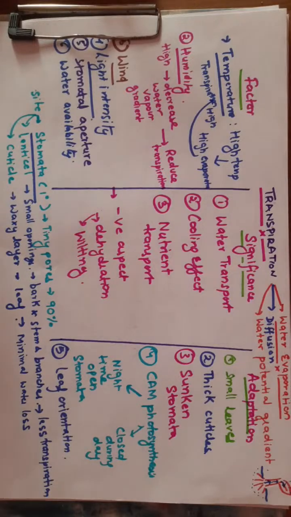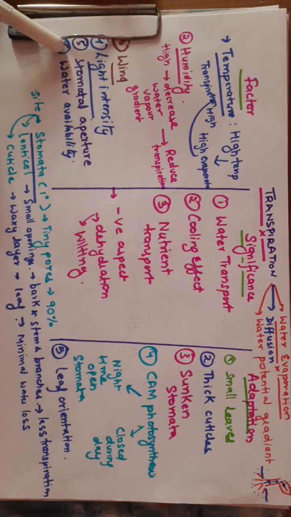Next comes light intensity. Students, light is very important for opening the stomata for photosynthesis. We know that if the stomata are open, then the water will go out from the stomata in the form of vapor. So if there is high light, this will lead to stomatal opening, and this will lead to increased transpiration.